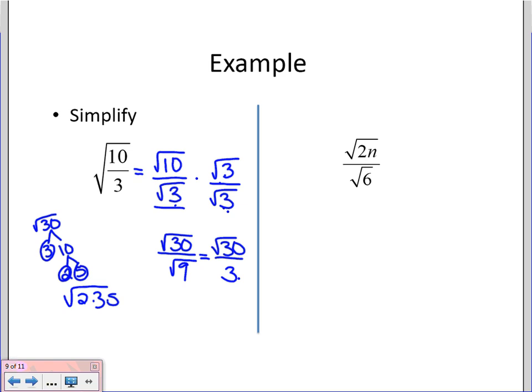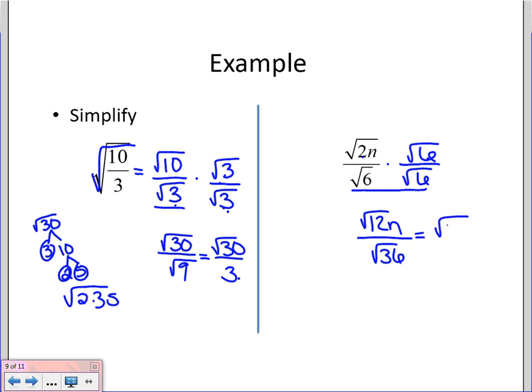Now over here, if we've got variables involved, we are going to do the same thing. This one's already split up, so we don't have to do that first step like we had over here on the left. So we're going to multiply by a square root of 6 times a square root of 6 on the top and bottom. And this is going to eliminate our square root in the denominator. You'll always get a perfect square when you do this. Okay, so we're going to multiply 2n times 6, and we get square root of 12n over square root of 36, which is simply just 6.